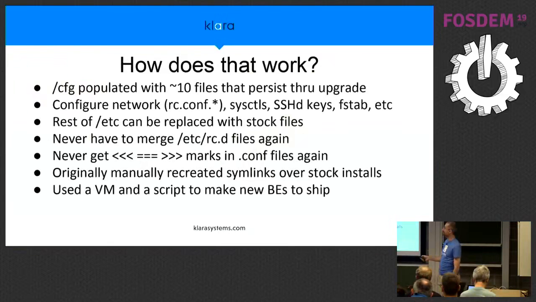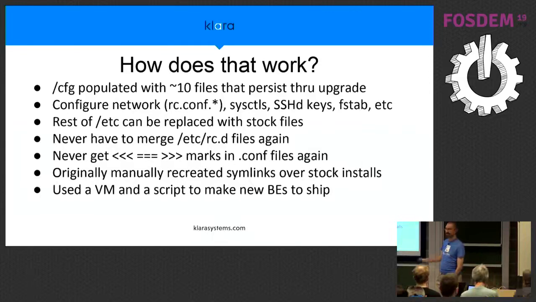So we end up with about 10 files that we care about in /cfg, and any other file, we ship the version we want as part of the operating system, and it's never unique on any one server. So all that we really care about is the network settings. Our servers have a /29 of static IPs from each provider. We need certain sysctls we set for tuning the network and so on.